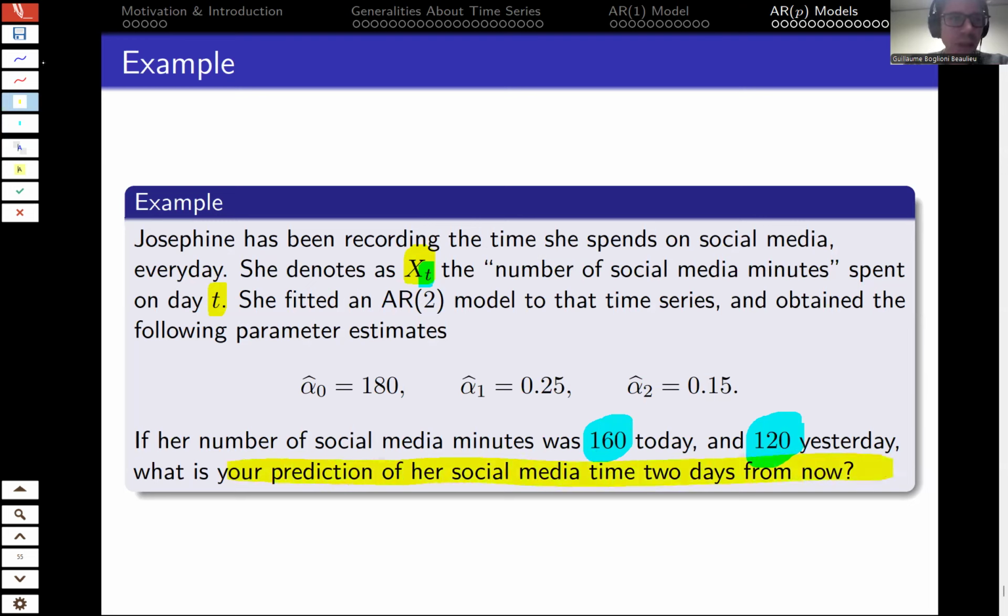If we use the same notation as in the previous slide, x_n, the last observation, would be 160, and x_{n-1}, yesterday, would be 120. And we're looking for 2 days from now, so not tomorrow, but 2 days from now. So we will be looking at x hat_{n+2}. What is this? Shouldn't be too hard. You need to apply the formulas here. Take a moment to do it.